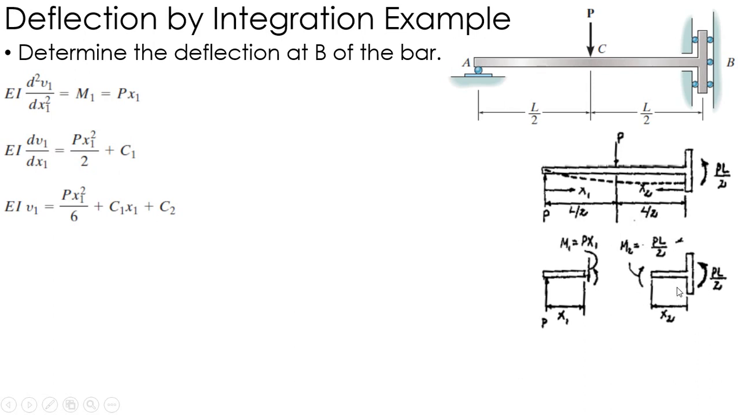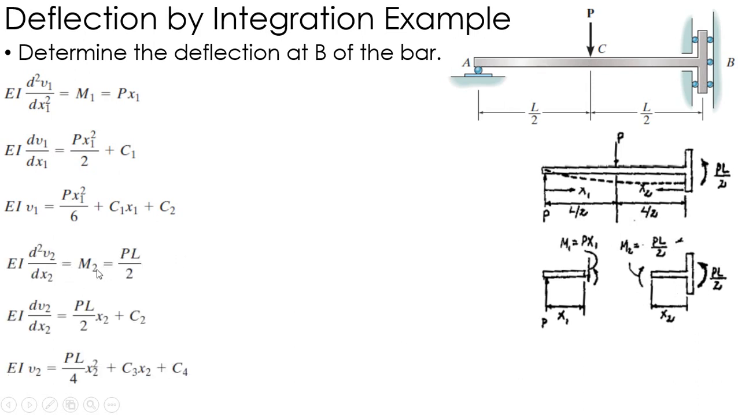Okay, now doing x2, again, M2 is just PL over 2. So taking two integrals of that, I get PL over 2 times x plus a constant. That should actually read C3. There's another typo here, that should be C3. It's correct down here. When I integrate it one more time, I get PL over 4 x squared plus, again, C3 times x plus C4. So these equations are all based on x2, which is moving from B to the left, and the top equations are for x1, which is from A to the right.